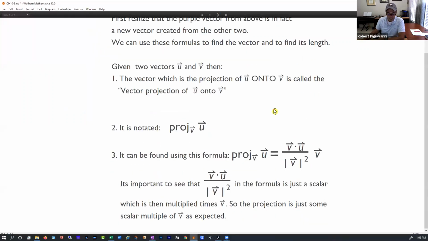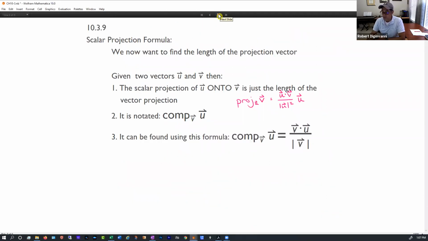Okay, now, what would happen if you change this around? What if you wanted to do the projection of this time V onto U? This time you would do U dot V over the magnitude of the vector you're projecting on, squared, and then times U. So again, you'll have a scalar multiple of U here. So some scalar in front of U. All right.